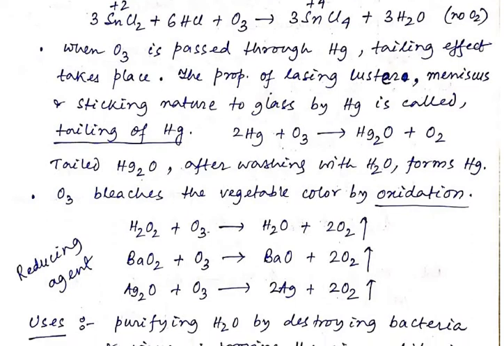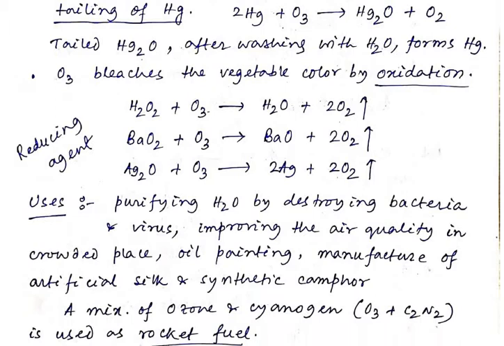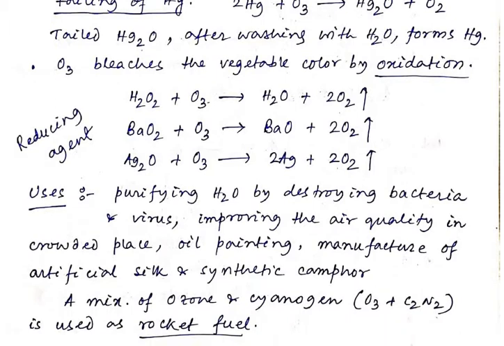Next, another important point in the case of ozone: ozone bleaches the vegetable color by oxidation. So it also shows the bleaching action. In earlier cases we had already seen that H2O2, SO2, these types of things are mainly doing the bleaching action. The ozone also bleaches the vegetable color by oxidation.